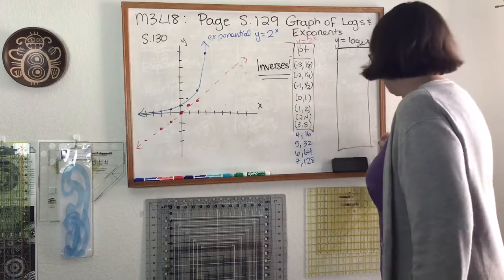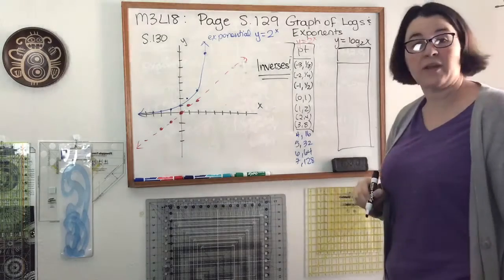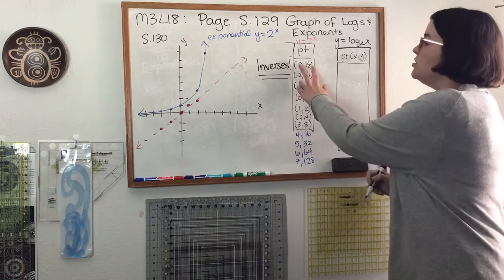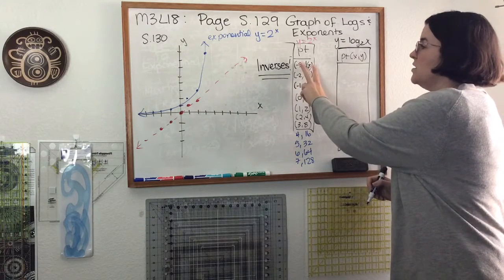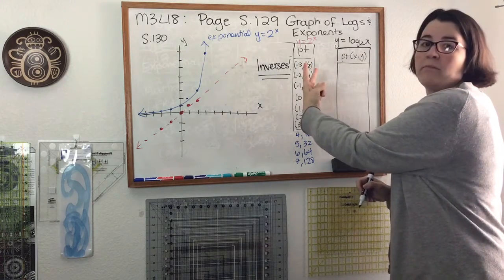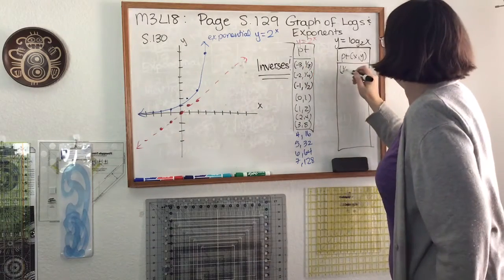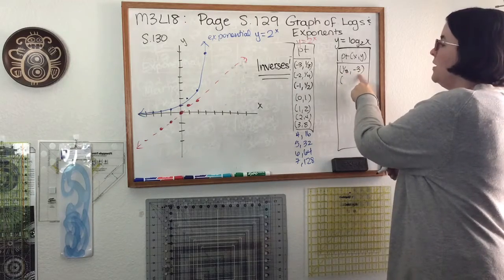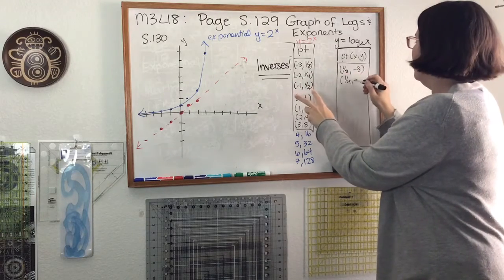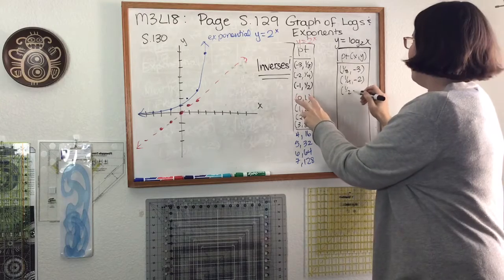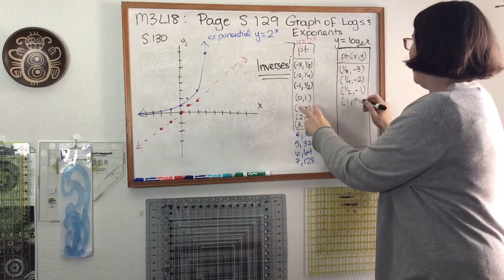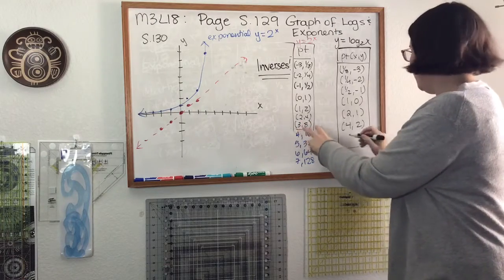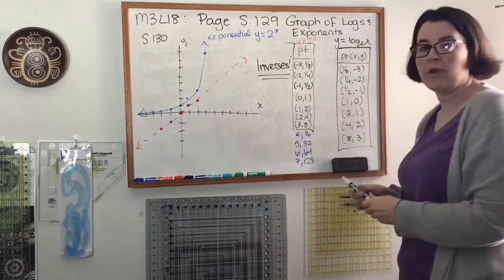And this is so beautiful. We don't have to plug it into a calculator. We don't have to do anything fancy about it. All we are literally going to do, because it's an inverse, is take the x and the y and flip them. So we're at 1/8 and -3. 1/4, -2. 1/2, -1. 1, 0. 2, 1. 4, 2. 8, 3.